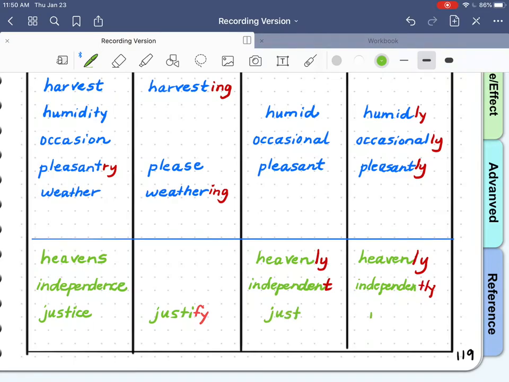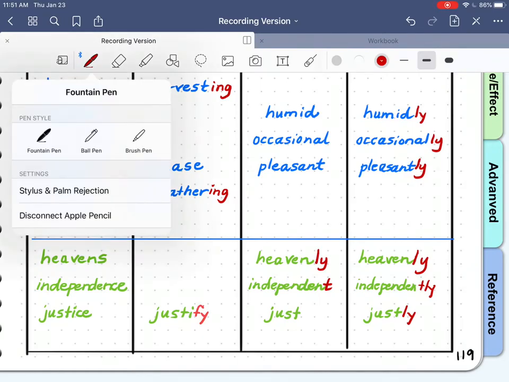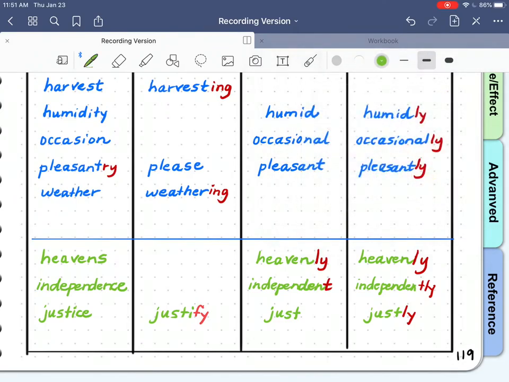And the adverb form is justly. If I say that the judge decided the case justly, that means she was fair in her decision. That's how she determined the case. So this one has a lot of words in its family, and they all come from that word just, which means fair.